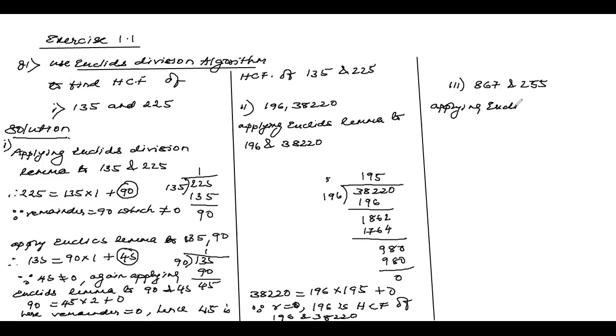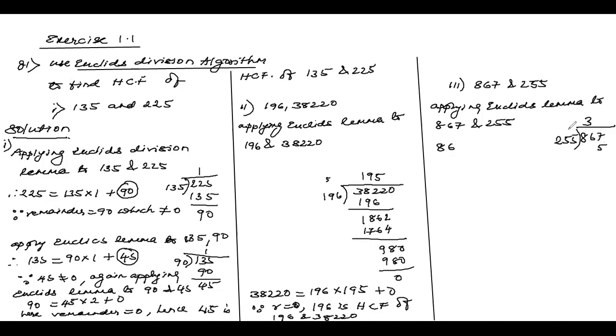Euclid's lemma to 867 and 255. So when you do it, you will divide 867 by 255. So naturally, children, this will become 3 times when you look at it, doesn't it? So 255, when I do it 3 times, 4 times will be bigger.